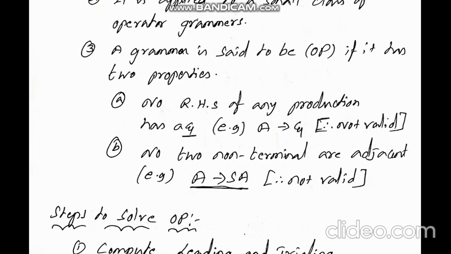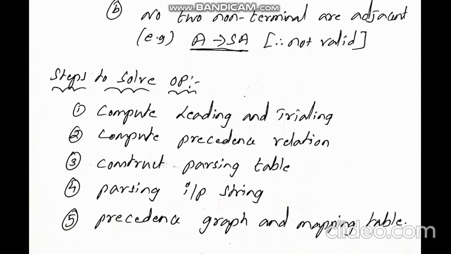One by one I'll explain so that you can understand how exactly this process works. Here are all the steps to solve operator precedence. Number one, first part is compute leading and trailing. It is actually similar to your first and follow technique, but here we follow some rules, and those rules have to be matched with any given grammar, and the grammar has to produce leading and trailing.